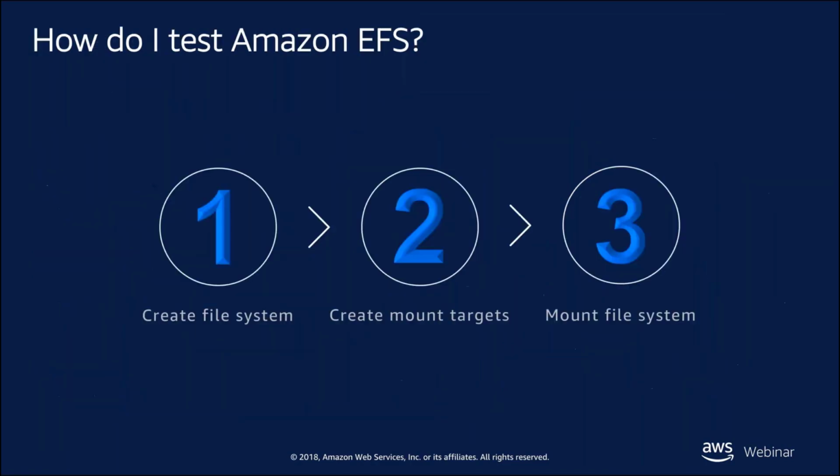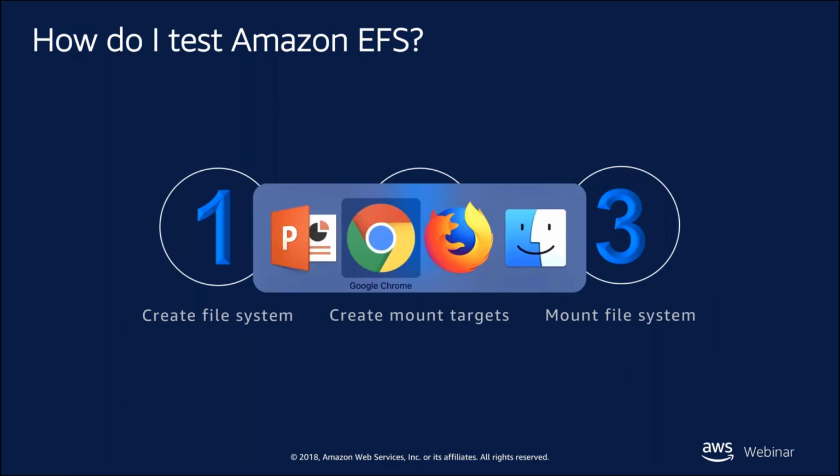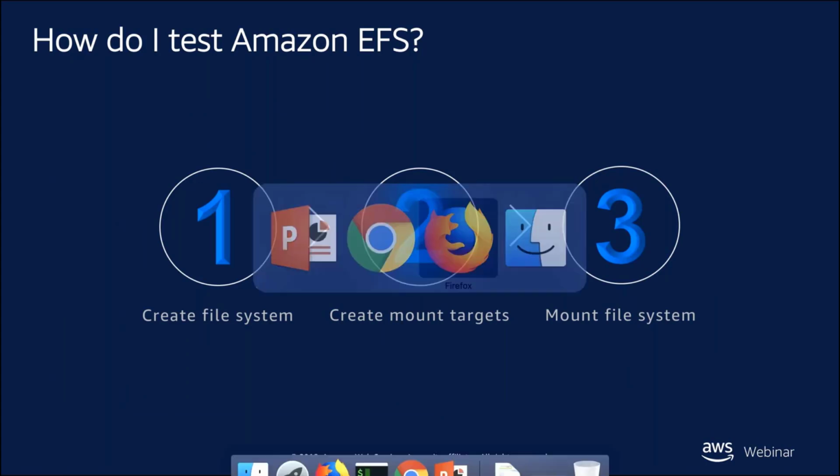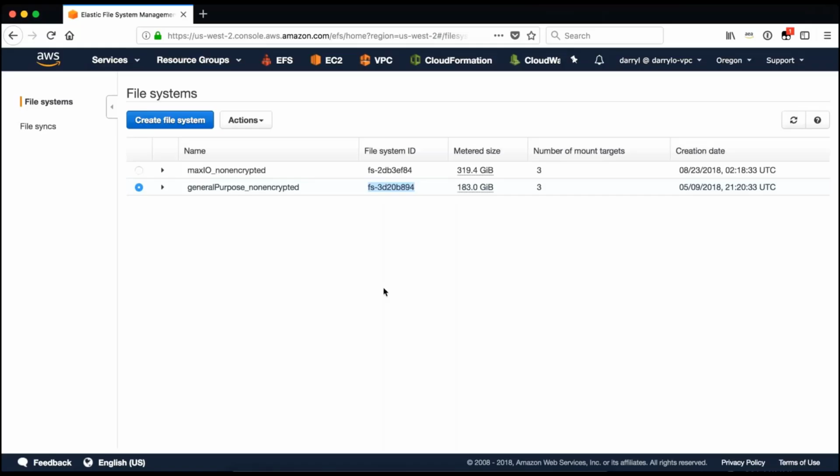Well, how do we go about testing EFS? Let's go ahead and actually create a file system. I'll just show you exactly how simple and easy it is. It's really as simple and easy as 1, 2, 3: creating a file system, creating mount targets, and mounting that file system. So let's go ahead and jump over to my AWS Management Console.